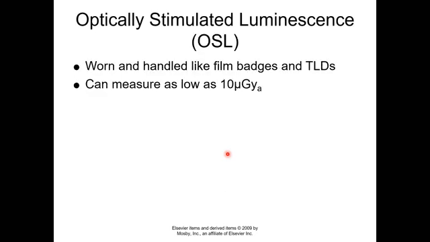OSLs, optically stimulated luminescent badges. Those look a lot like our film badges. The really nice thing about them, though, is that they can be worn for a lot longer, and they measure doses as low as 10 microgray. So 10 microgray for the OSLs. So that means that they're nice and sensitive to low limits, which is great. We like that.